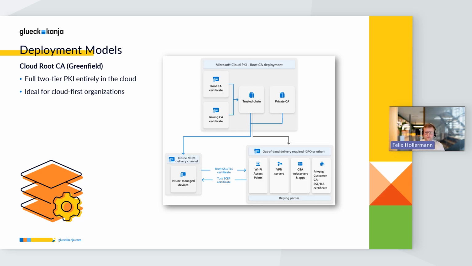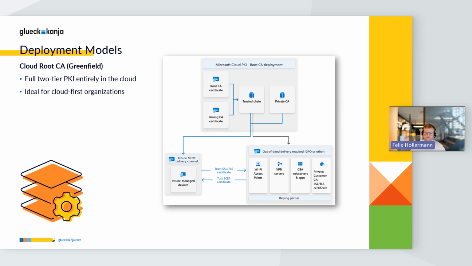Let's have a look at the deployment models. The first model is a greenfield approach, and this is basically the fresh start. You build everything new directly in the cloud. Root CA, issuing CA, both are created and managed by Microsoft inside your Intune tenant. No on-premises servers needed at all. So this is perfect for organizations that are already fully in the cloud or anyone who just wants a clean start. Let me go through the diagram.